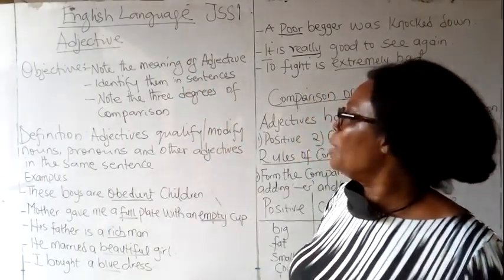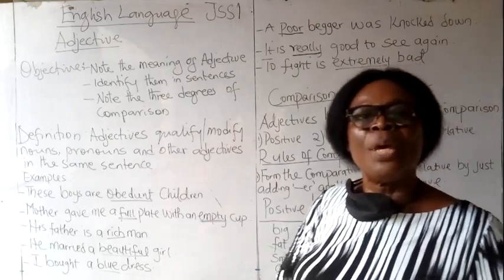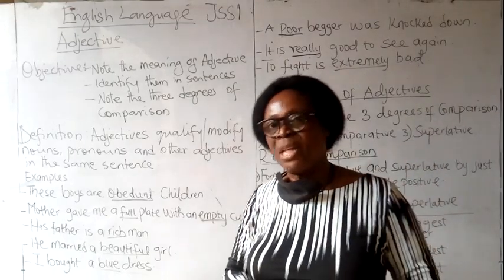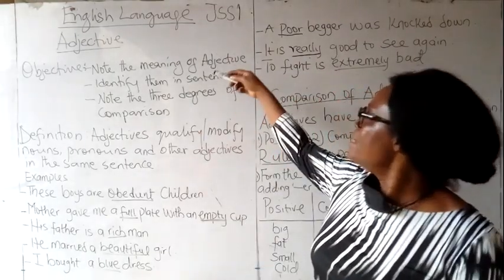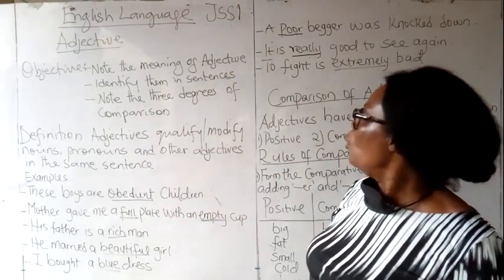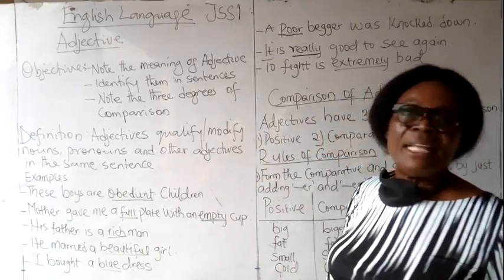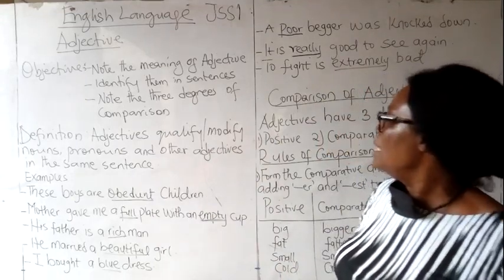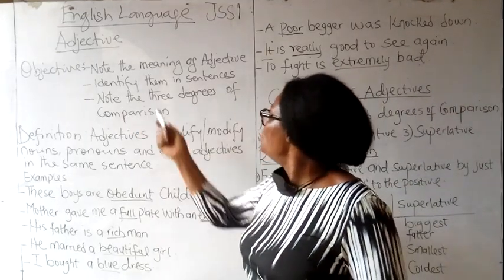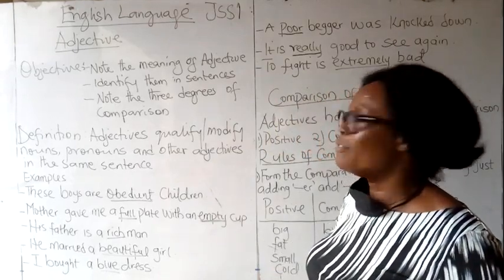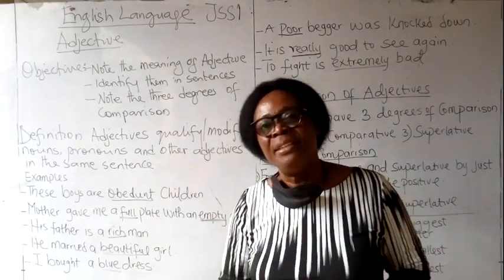And under this topic, we have some objectives that we want to achieve as we learn this lesson, and they are stated on the board. We want to note the meaning of adjective. We want to identify them in sentences. And again, we want to note the 3 degrees of comparison which we have in adjective.